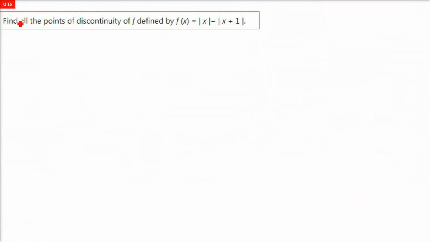Find all the points of discontinuity of f defined by f(x) = |x| − |x + 1|. Now this modulus is a different function. x is a polynomial function of degree 1, so this is a combination of two functions, you can say the operation of two functions. x is one function, |x| is another function.